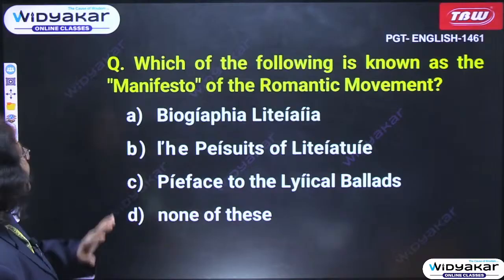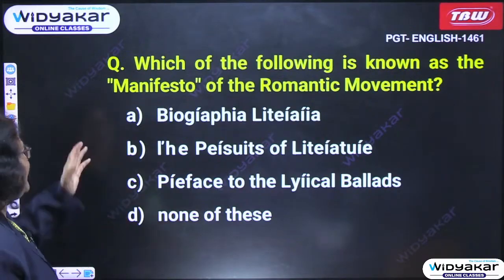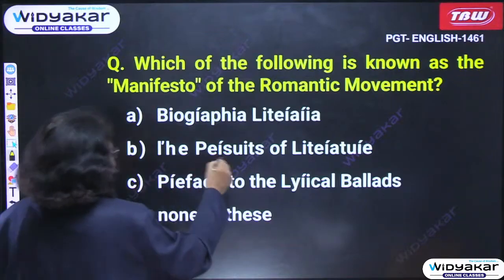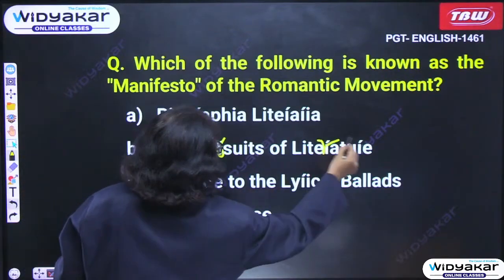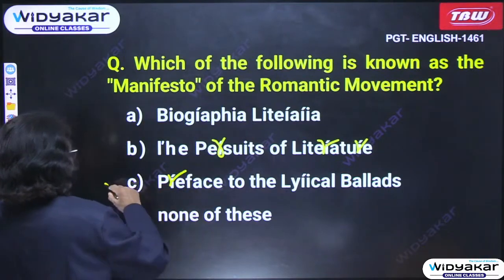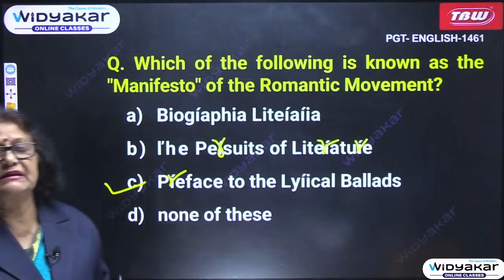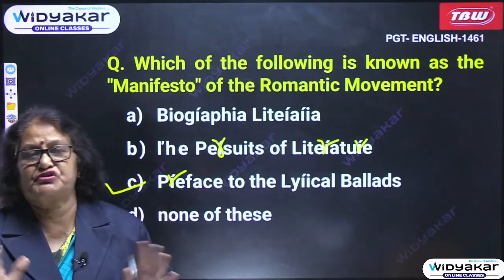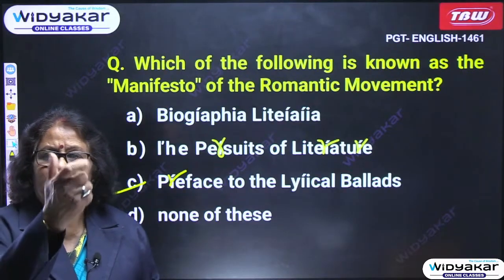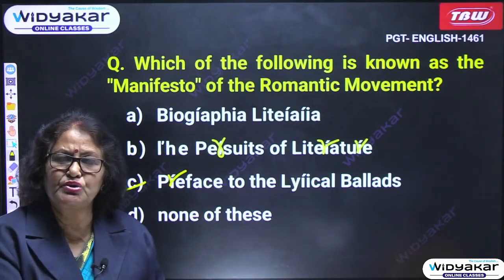Which of the following is known as the manifesto of the Romantic movement? A, Biographia Literaria. B, the Pursuits of Literature. C, Preface to the Lyrical Ballads. D, None of the above. Option C. The preface to the Lyrical Ballads is known as the Romantic Manifesto. Just like our election manifesto: this is what we have done, this is what we are going to do.